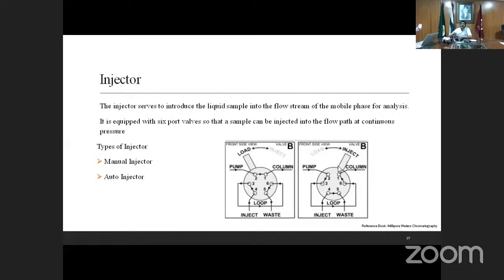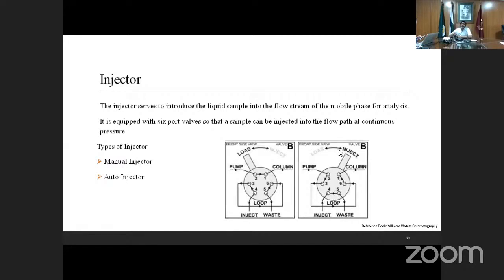In the load position, you can see this is pump 2, 1. This is not connected here, and here you can see all of these are connected. When we change from the load position to the inject position, now our sample goes into the column. Here you can see the loop, then the column, and then the detector.